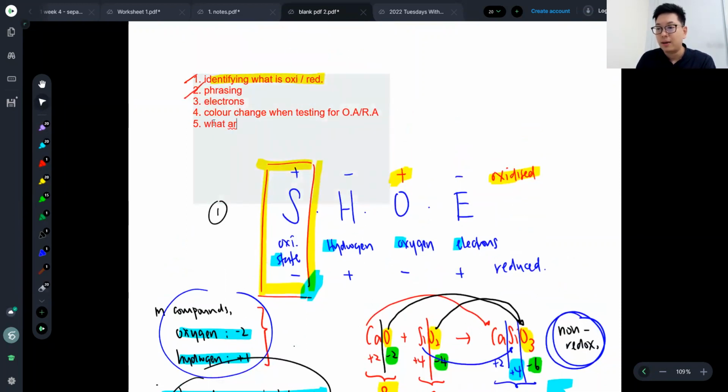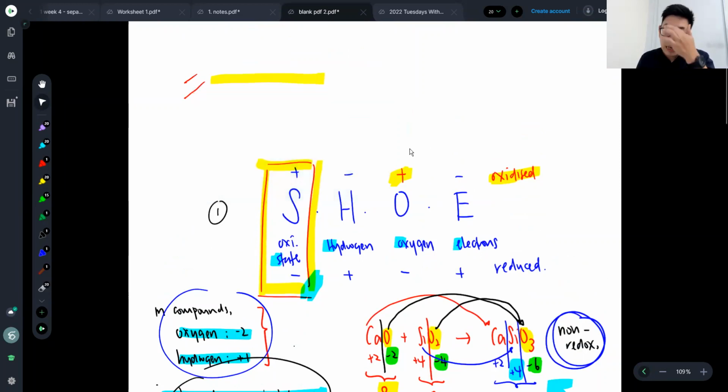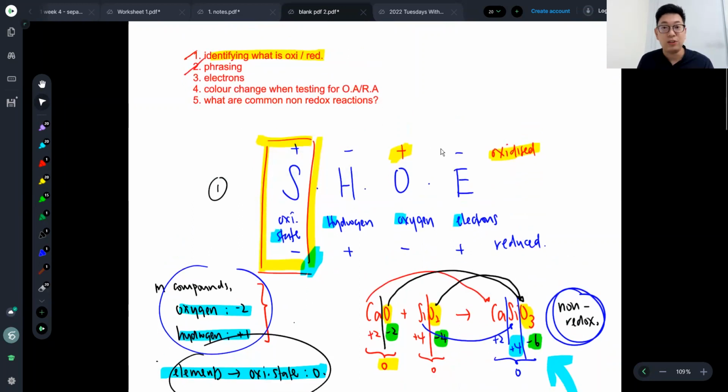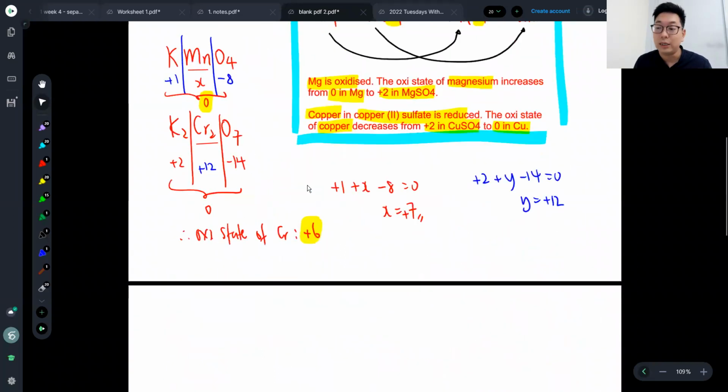What are common non-redox? Okay, so electrons is difficult. However, the O-level examiners are also smart. They know it's difficult. So in the recent 2 or 3 years, they always come out with electrons: in terms of electrons, explain why it is redox. Some students are like, wow, I only studied oxidation state. So how do we do electrons?